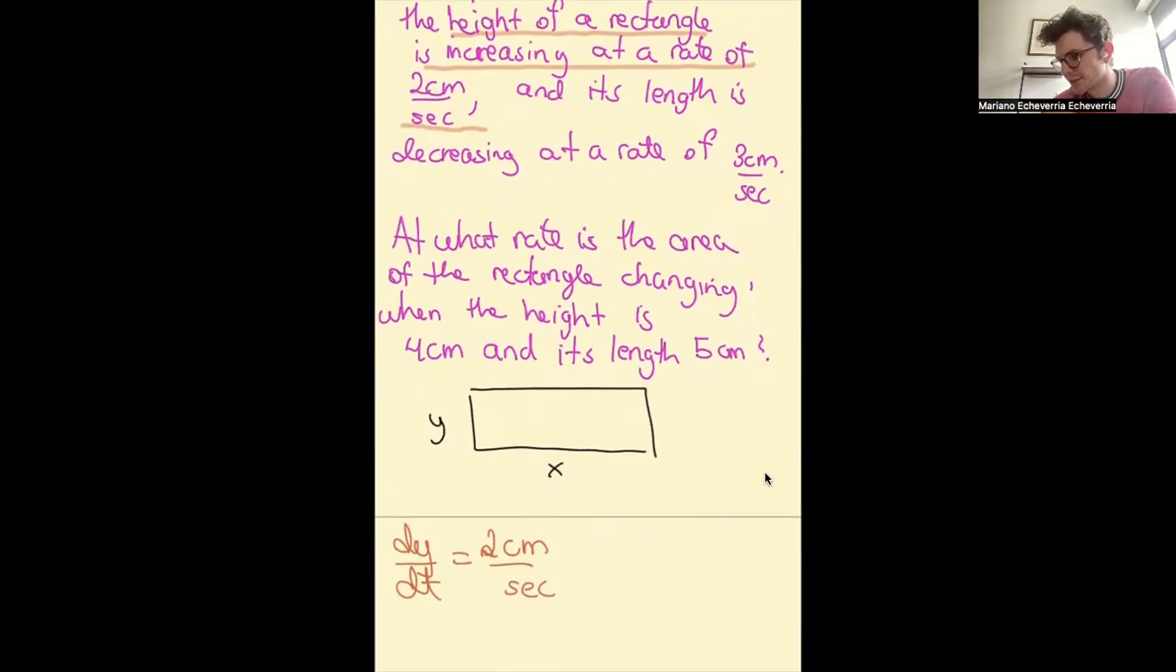Okay, let's see if this is actually making sense. So then it's saying that the length is decreasing at a rate of 3 centimeters per second. So how should I interpret that in terms of a derivative? What should I write? What derivative should I write?